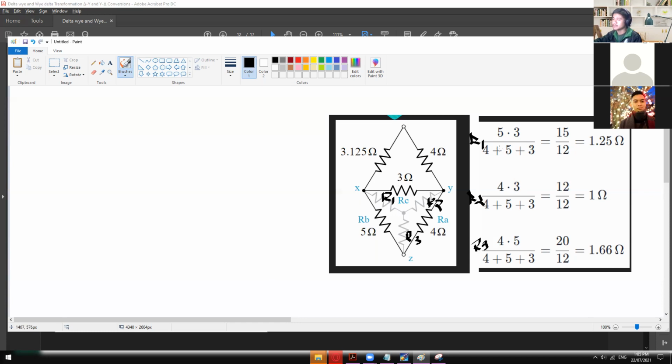So 5 times 3 divided by the total resistance, which is 4 plus 5 plus 3. 5 times 3 is 15, divided by 4 plus 5 plus 3, which is 12. So 15 divided by 12 will give you this result.